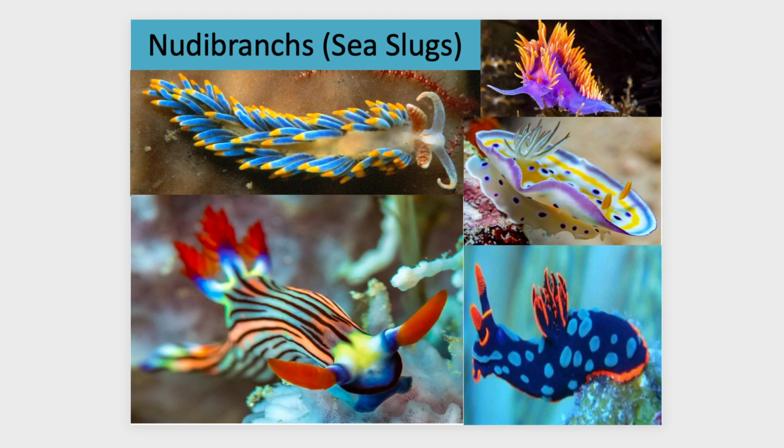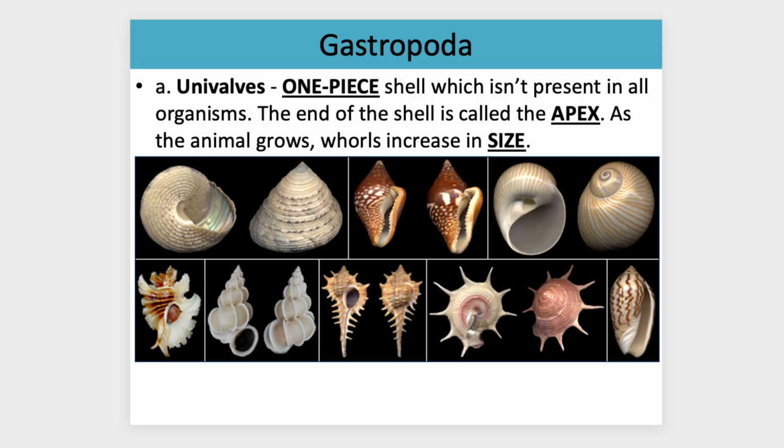Then the nudibranchs, which are the sea slugs, and they have super beautiful color displays. So for the Gastropoda, again, they're univalves, so they have a one-piece shell. Not all of the organisms have that, but that is a general characteristic that you're going to see. The end of the shell is called the apex, or the peak. And as the animal grows, the whorls that you see are going to actually increase in size.